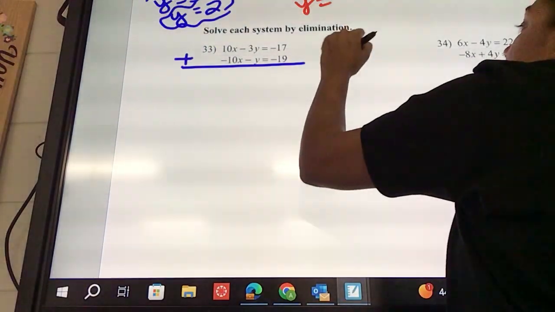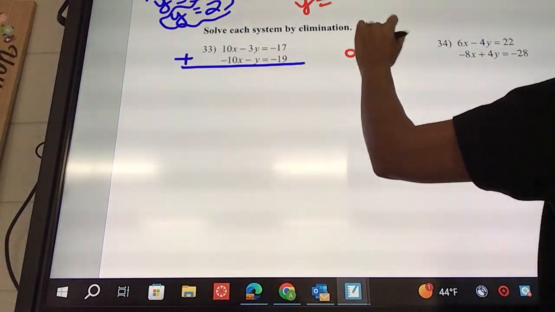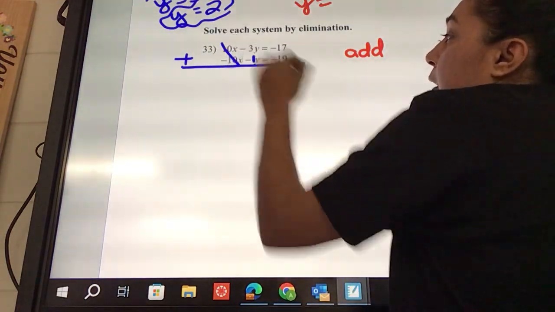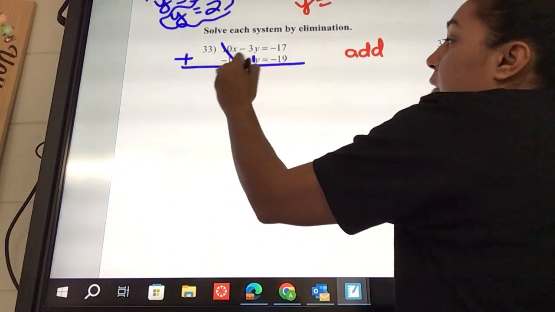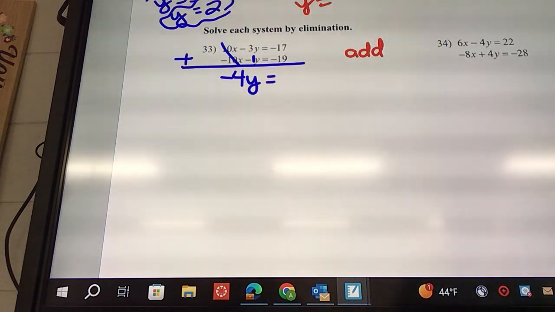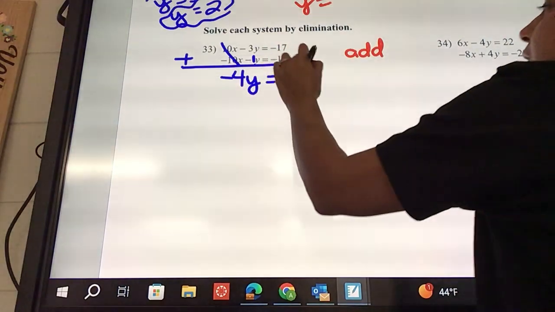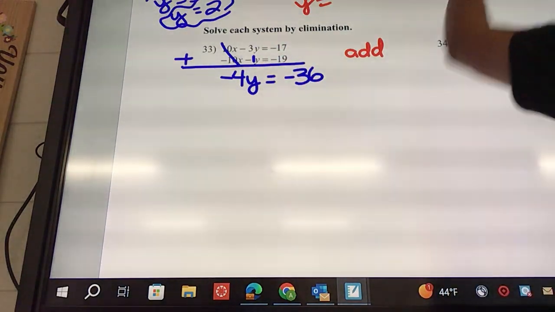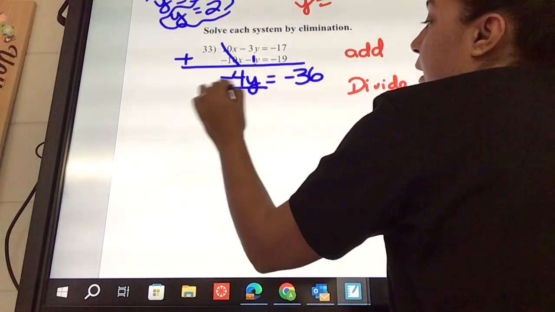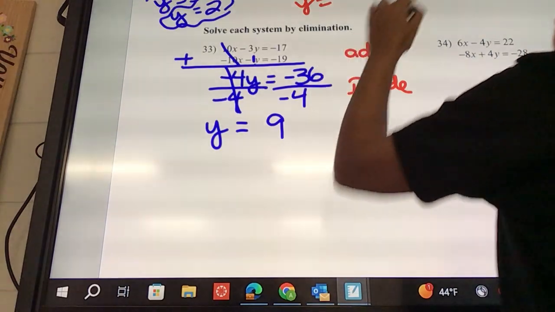And so your first step, if you were going to write it out, is going to be to add. These are going to cancel. First of all, we can put a 1 right here. Negative 3 plus negative 1 is going to be negative 4y. Then negative 17 plus negative 19 is going to be negative 36. Then our next step is to divide. We're going to divide by negative 4. So we get y equals 9.